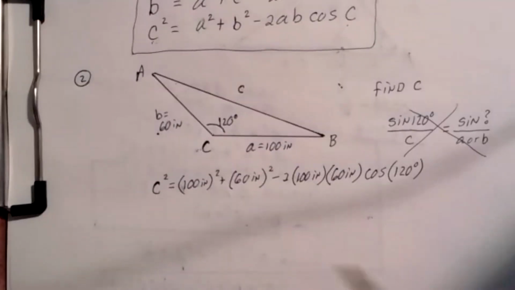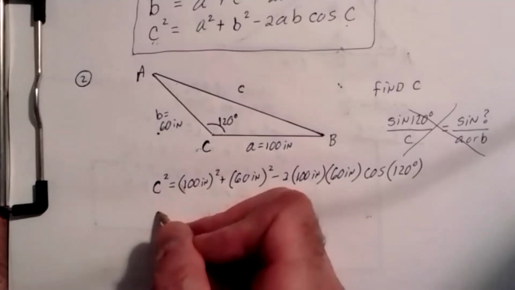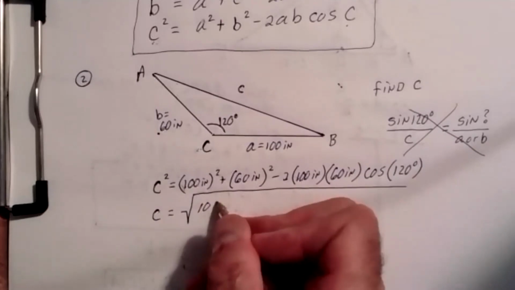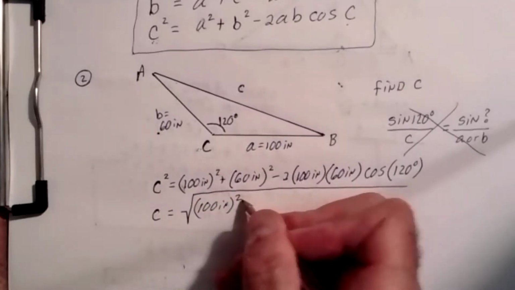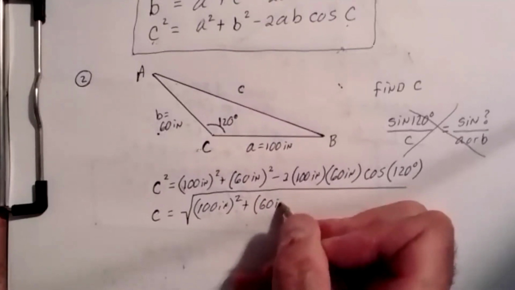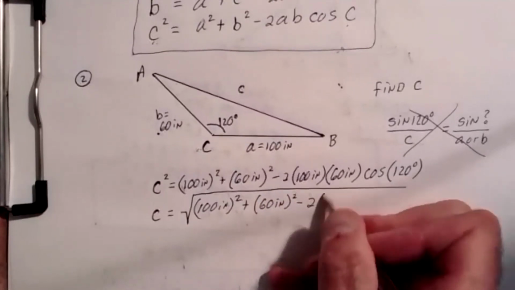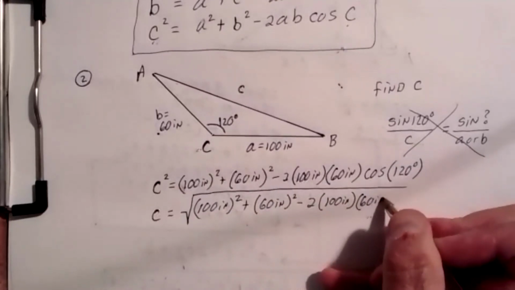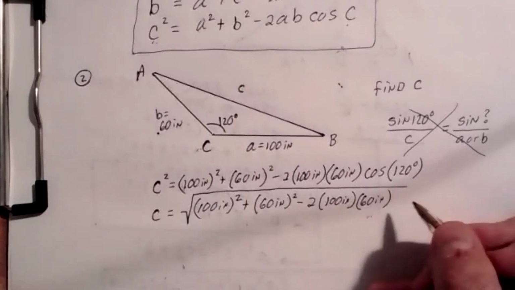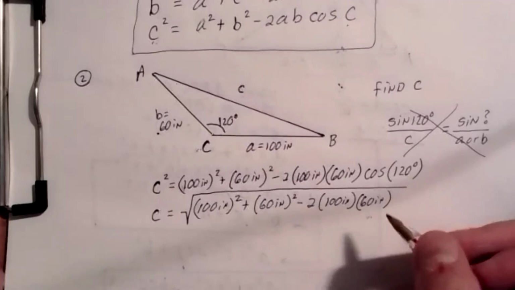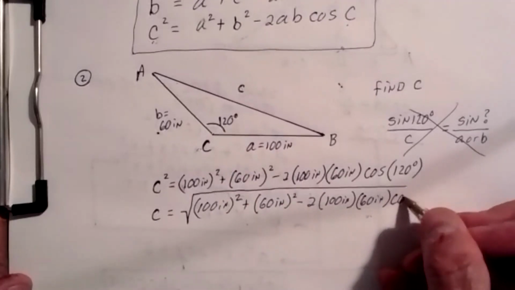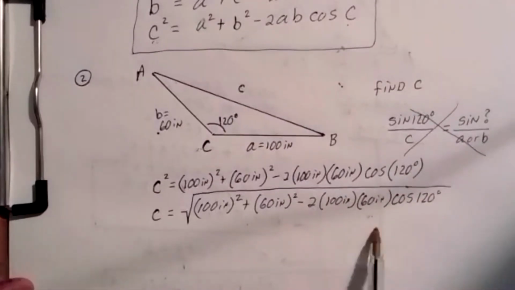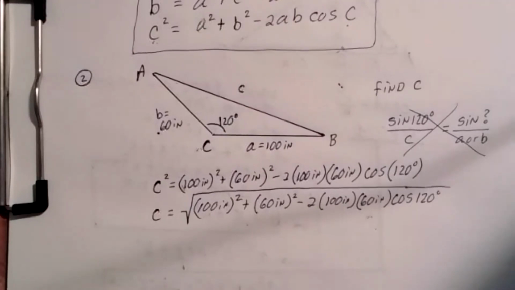To find side C, of course, we're going to have to hit both sides with the square root function. So side C is equal to the positive square root of all of this. And what I would like you to do, ladies and gentlemen, is get on your calculator and dial this up on your machine. Go ahead and tell me, to 2 significant figures, what the length of side C would be here. So get on your calculator and dial that up, and you'll have the length of side C.